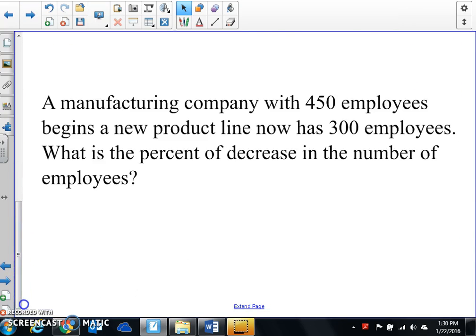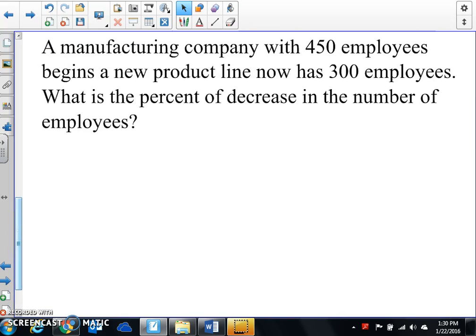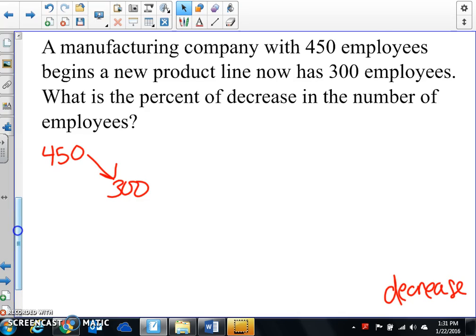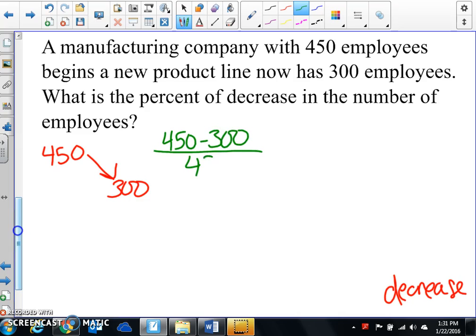All right, a manufacturing company with 450 employees begins a new product line and now has 300 employees. What is the percent of decrease in the number of employees? All right, so we started at 450 and it has now decreased to only 300 employees. So we know this is going to be a decrease. All right, so it's difference over original. So 450 minus 300 over the original. So 450 was my original. 450 minus 300 is 150.